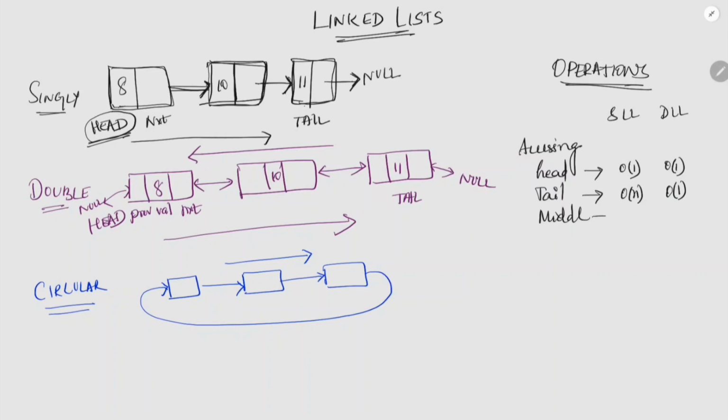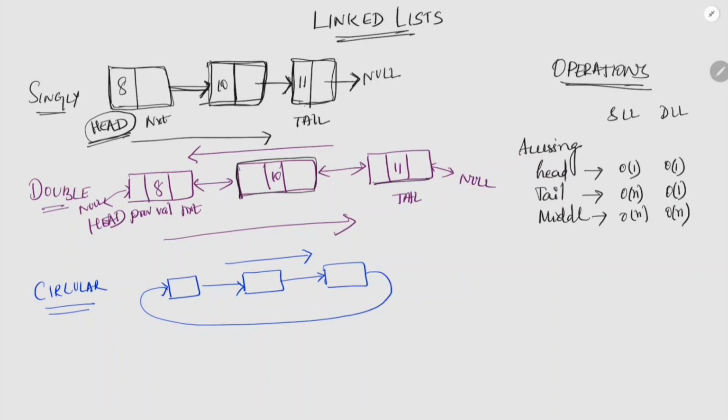And in case of middle element, it will at most take O of n time because you have to start traversing either from the head or from the tail to reach the middle element. You can't directly access the middle element in case of both singly linked list as well as doubly linked list. So we say that it takes at most O of n time.